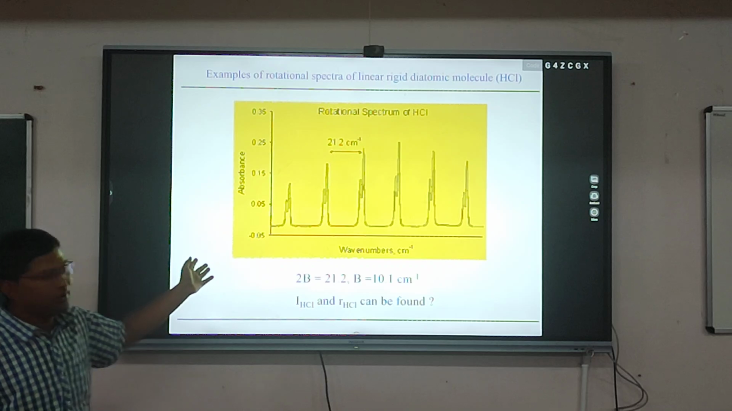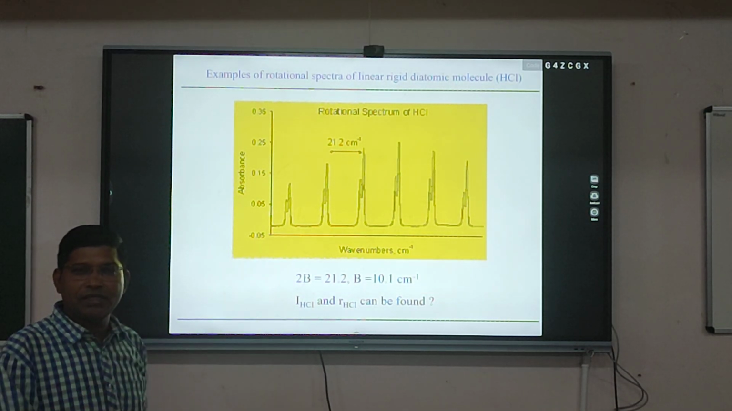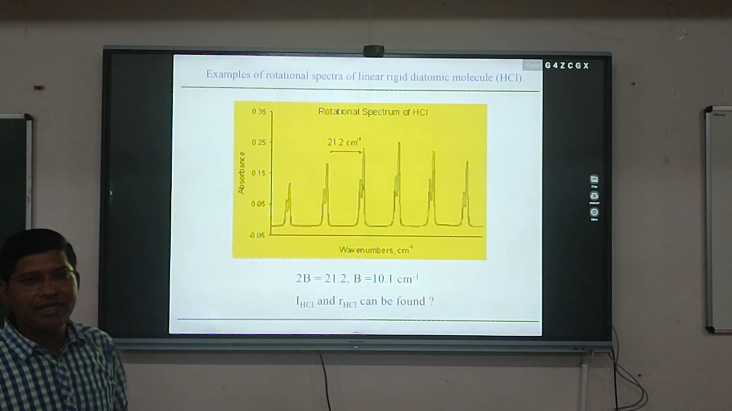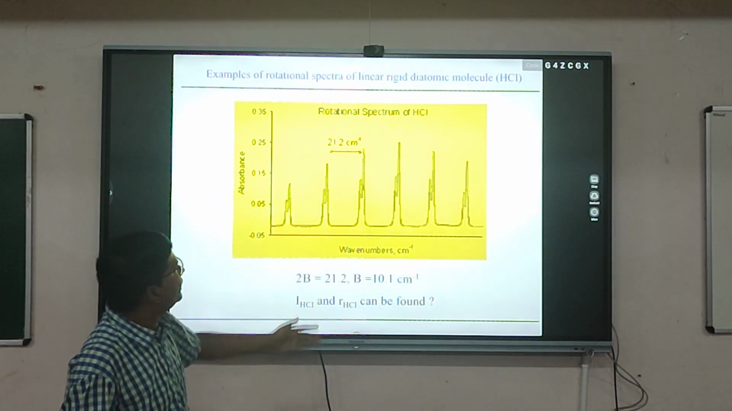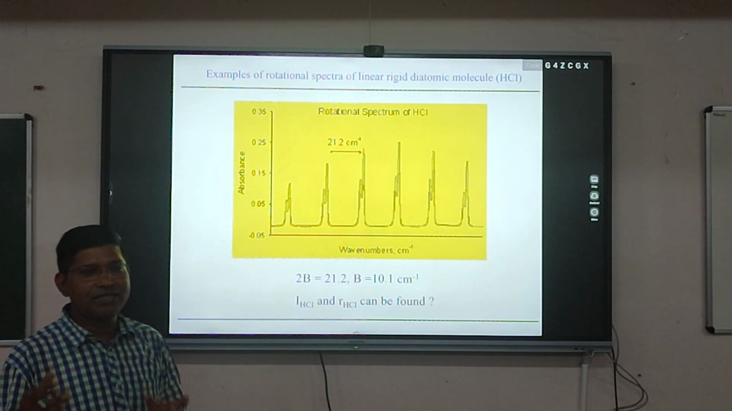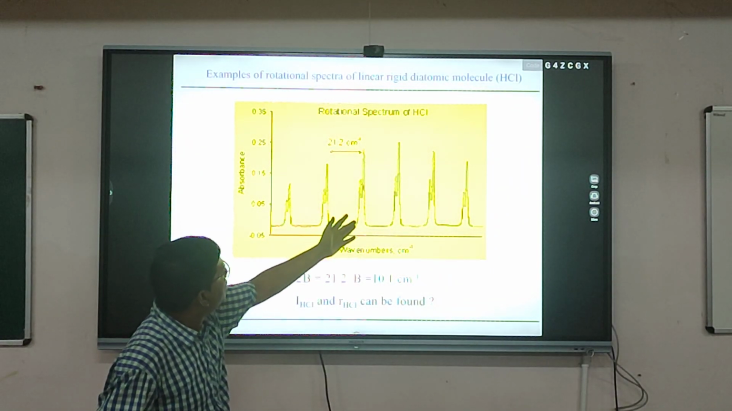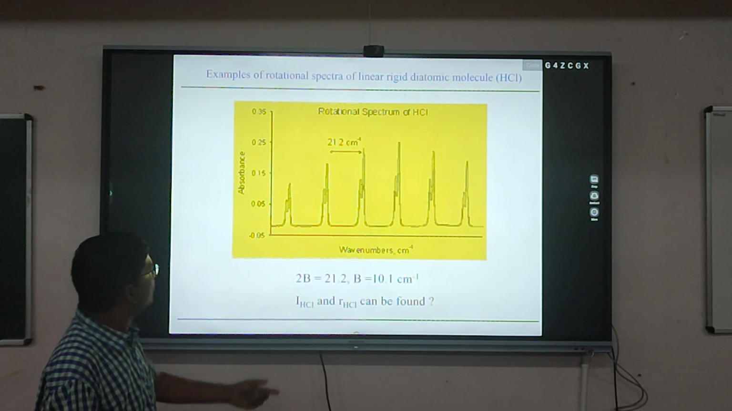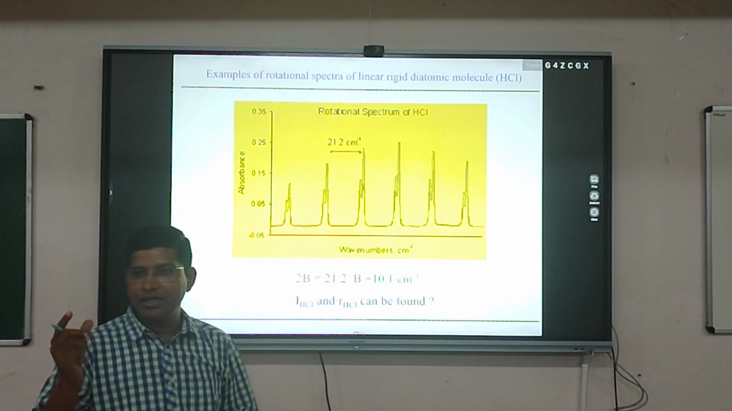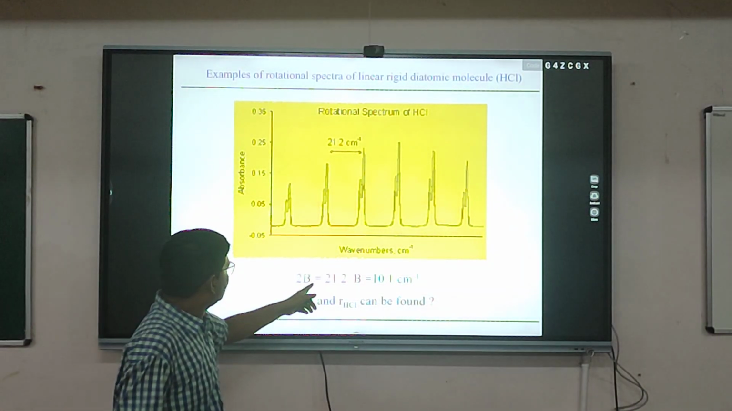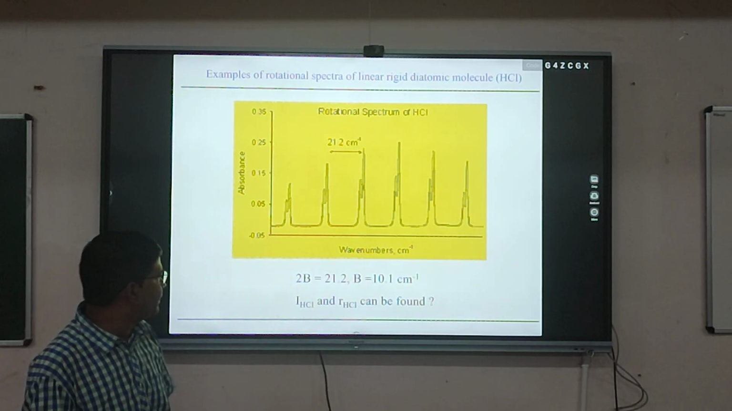Now this is the spectrum. So this is absorbance. The previous one is a theoretical spectrum of a linear rigid diatomic molecule, and this is the actual spectrum of HCl. If you put the HCl molecule into the microwave spectroscopy, we will get this type of spectrum for this molecule. The difference is 21.2, and we know the difference is 2B. So 2B equals 21.2, so B equals 10.1 per centimeter.